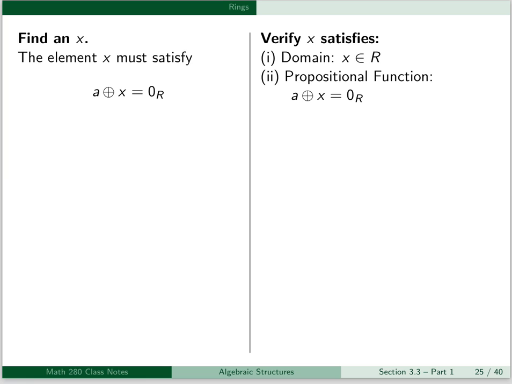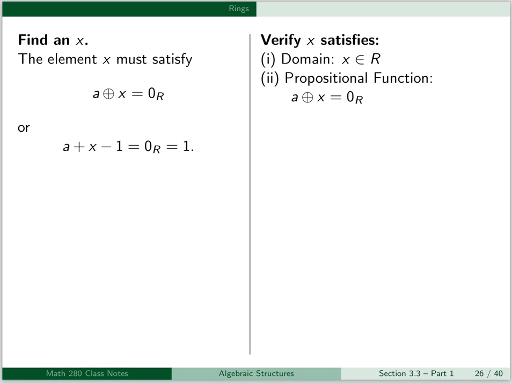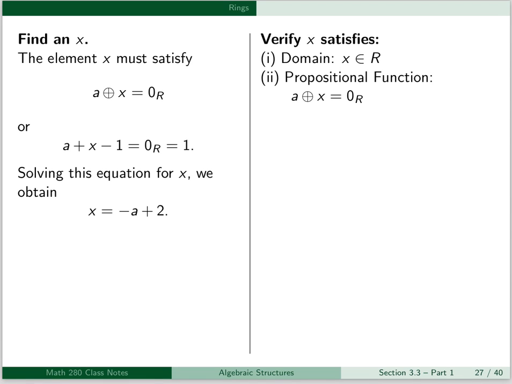And the element x must satisfy the propositional function, which can be rewritten as a ⊕ x = a + x − 1, which is equal to 0_R, which is equal to 1. And now solving this equation for x, take the negative 1 to the right side, becomes a + x = 2. Take the a to the right side, becomes a negative a. So we obtain x is equal to negative a plus 2. And this tells us we should choose x to be minus a plus 2.